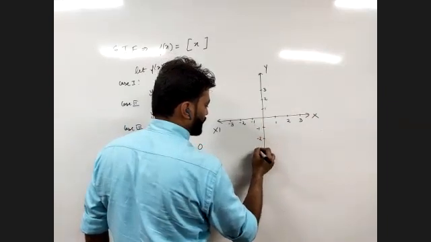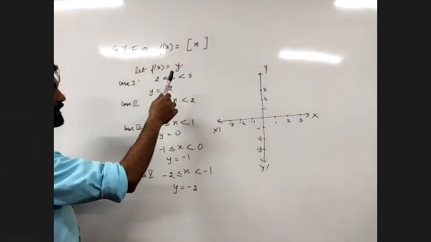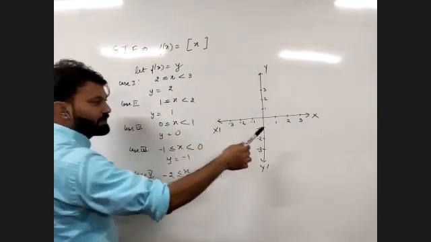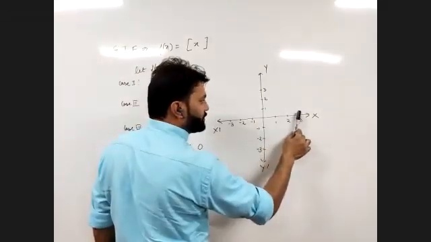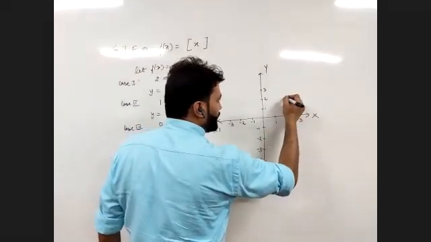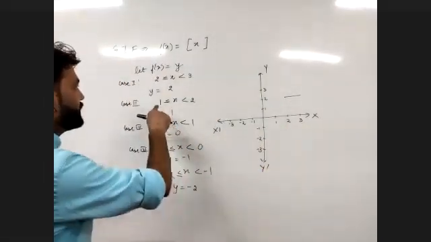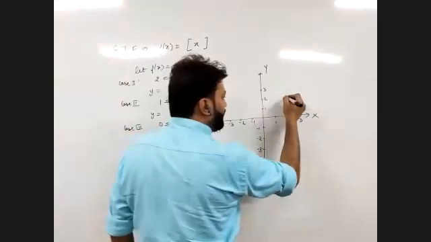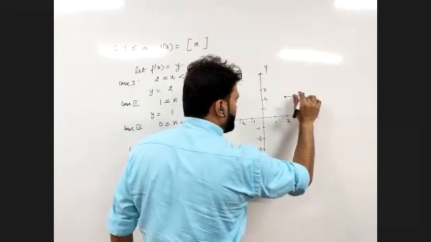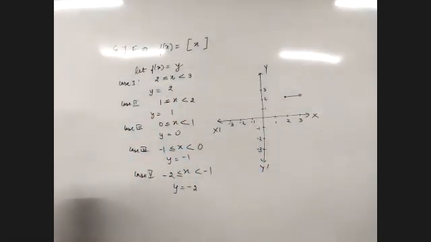Now look, when x is between 2 to 3, the value of y is 2. 2 will be included and 3 will be excluded. So filled circle at 2 and an empty circle at 3. Right? If not understood yet, the next one will make it crystal clear.